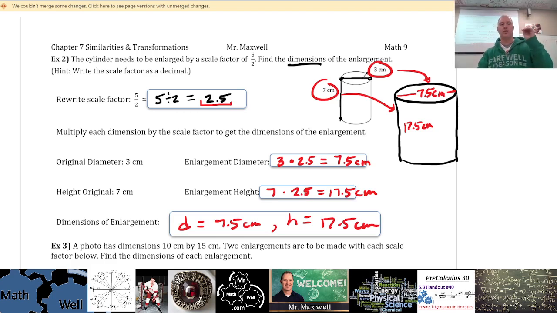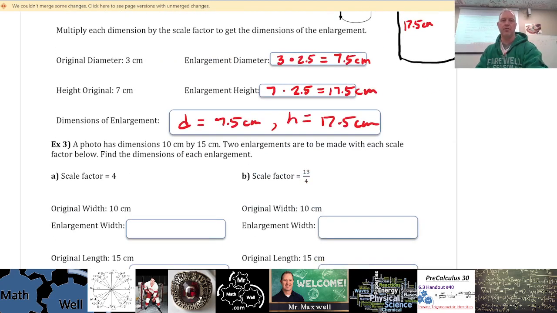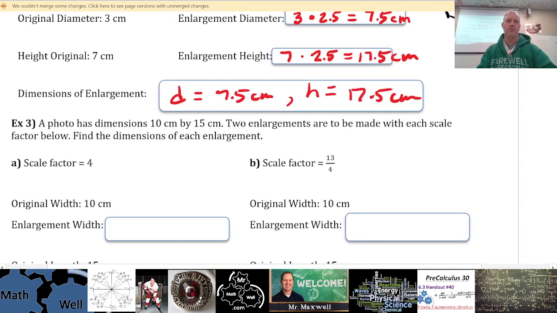each corresponding length of the original diagram. All right, example 3. Let's take a look at this one then. A photo has dimensions 10 by 15 centimeters. All right, if you want to sketch that, that's a good idea. Always a good idea to make a little sketch. And we have 10 here, and we have 15 here. So it's a photo, 10 by 15. 2 enlargements are to be made with each scale factor below. Find the dimensions of each enlargement.